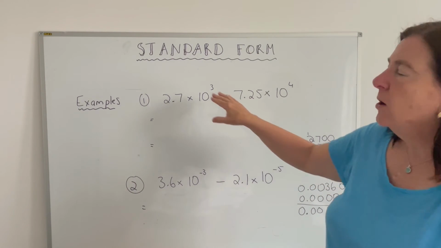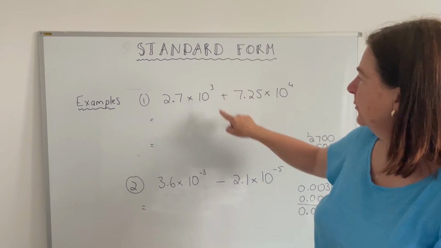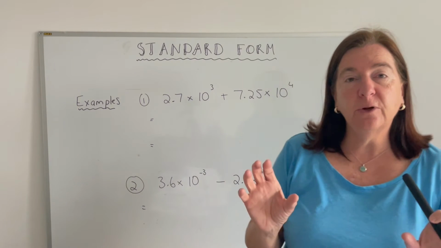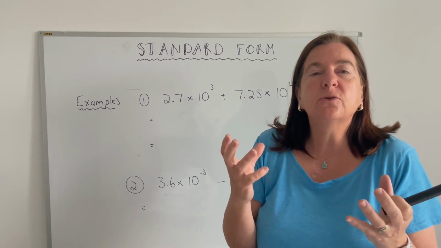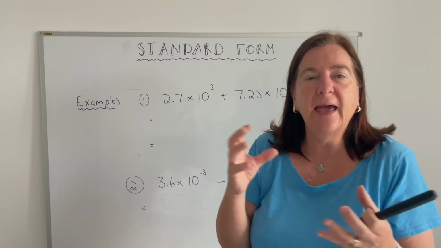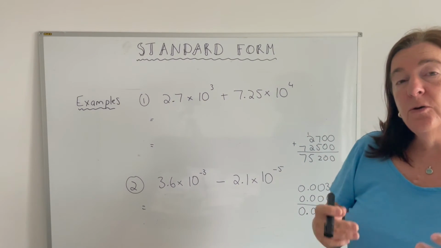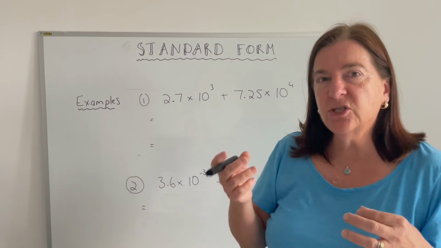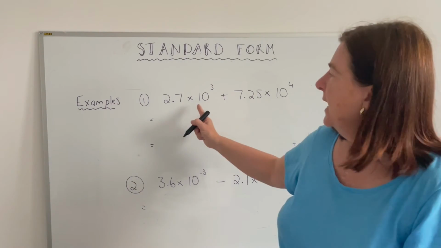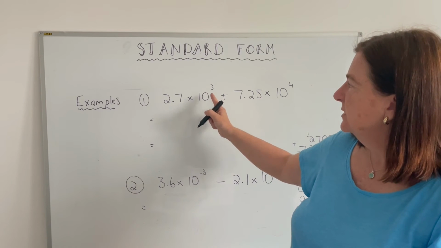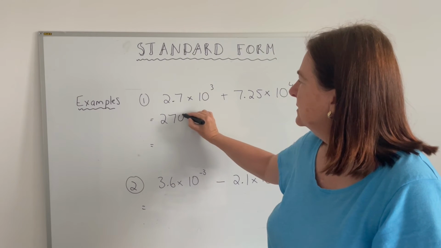Now, we can't add these straight off, because that 10 to the power 3 and 10 to the power 4 have different indices. We don't have any rules where we can add powers that have different indices. So the best way to do this is to change each of these standard forms into ordinary form. So we go back to our original knowledge, and this becomes bigger because it's 10 to the power 3. So this will be 2, 7, 0, 0.